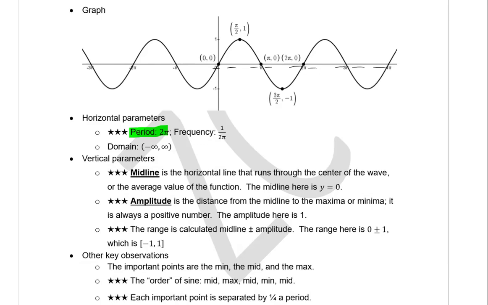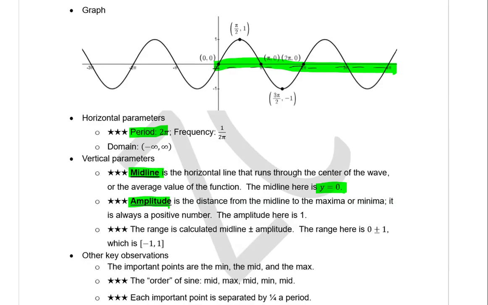Or, more importantly, in applications, this is the average value of the function, okay? So the midline here is y = 0. Okay, again, here is the middle of the wave. Okay? And amplitude, let me highlight midline. Amplitude is the distance from the midline to the max or the min. So what I say more casually is how much it swings up or down from the midline.